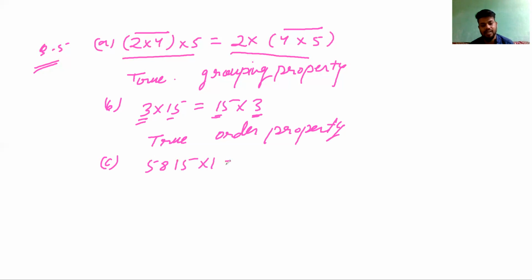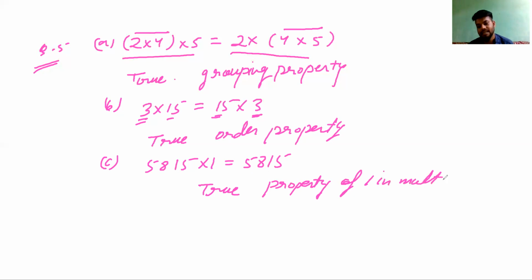Part C, 5,815 into 1 is equal to 5,815. So this is also true, and this property is called property of 1 in multiplication. The name of the property is property of 1 in multiplication.